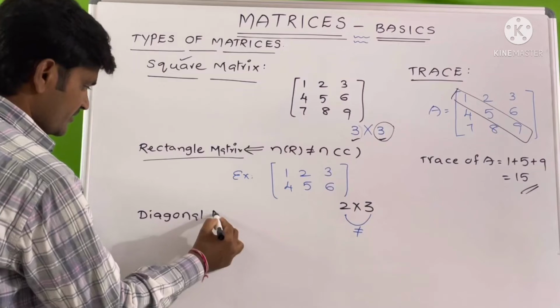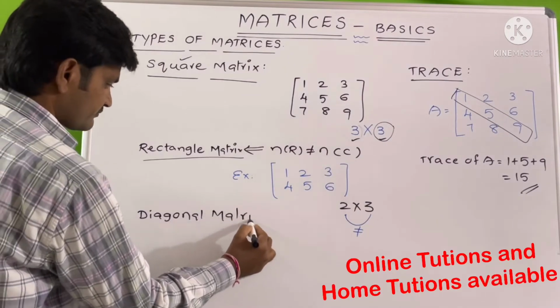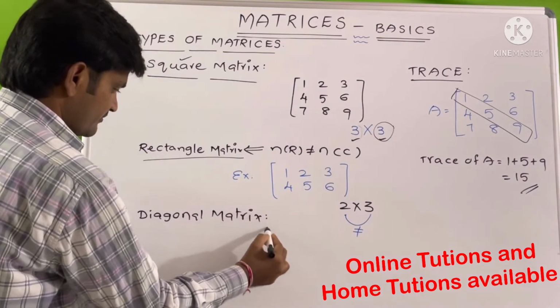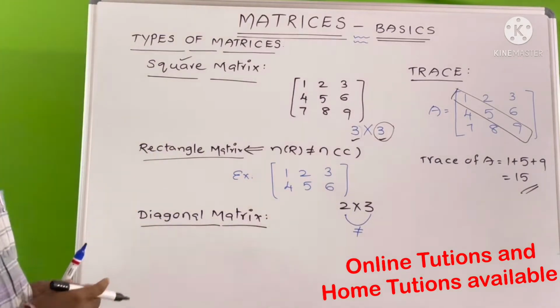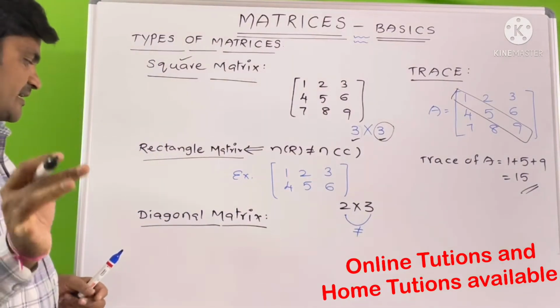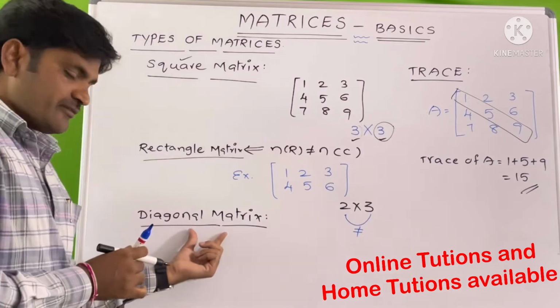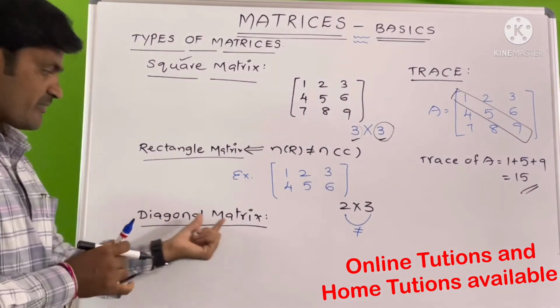Diagonal matrix. So, diagonal matrix definition. Clearly observe the definition name, diagonal matrix.